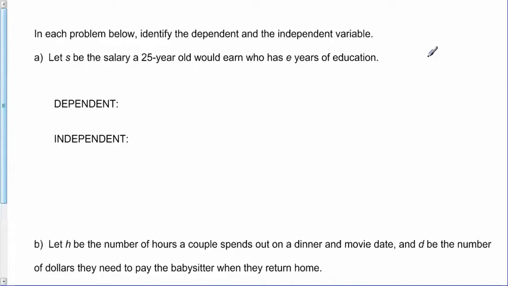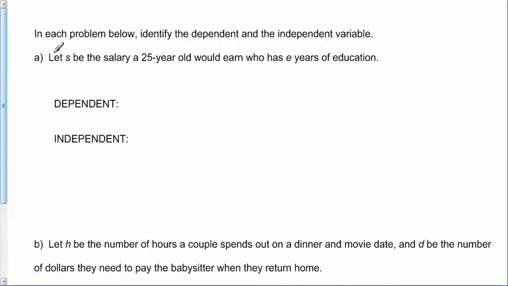In each problem below, identify the dependent and the independent variable. So when we look at these problems, we want to be thinking which of these variables depends on the other. Because if we can figure that out, then we're going to be able to say that the one that depends on the other would be the dependent variable, and then the other must be the independent.